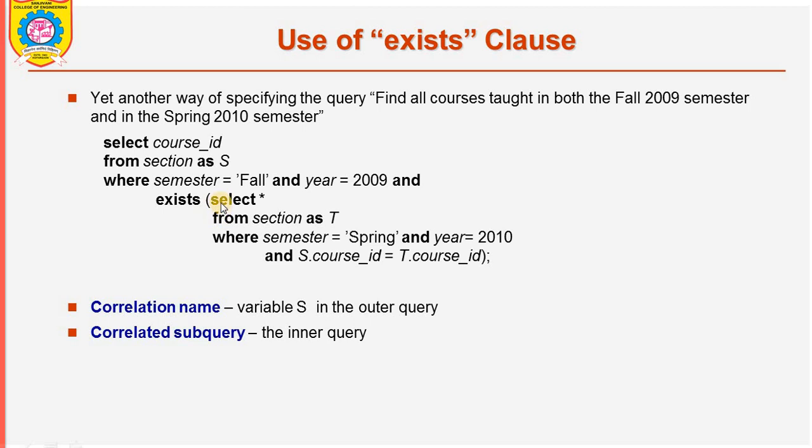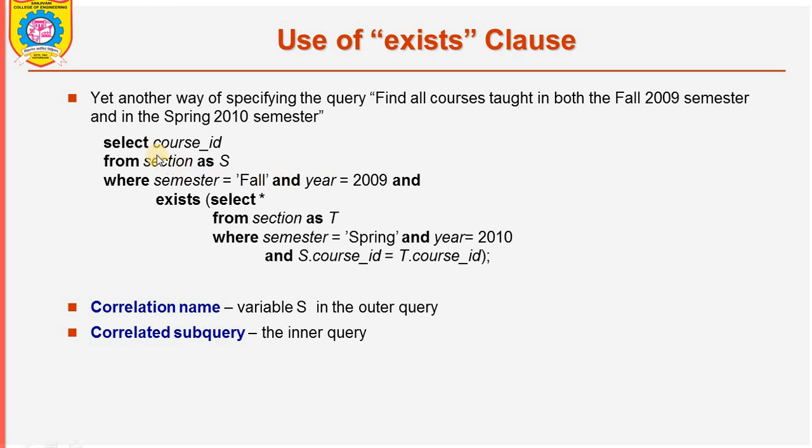Here, if the value of the outer query matches with the value of the subquery, then exists will return true, and that particular value will be displayed in the output relation. If the value of the outer query is not matched with the value of the subquery, then exists will return false, and that value will not be displayed in the output relation.